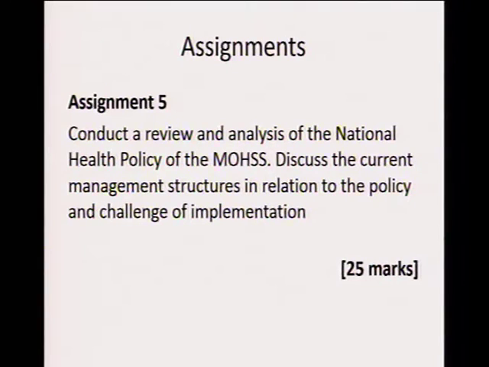Assignment 5, conduct a critical review and analysis of the national health policy of the Ministry of Health. Discuss the current management structures in relationship to the policy and challenges of implementation. We know one thing for sure, that Namibia has got some of the best policies in the world, but perhaps the challenge is implementation. So we want to look at the contextual issues. What challenges are there that are holding back the implementation of those policies that could have otherwise made a very, very big difference?